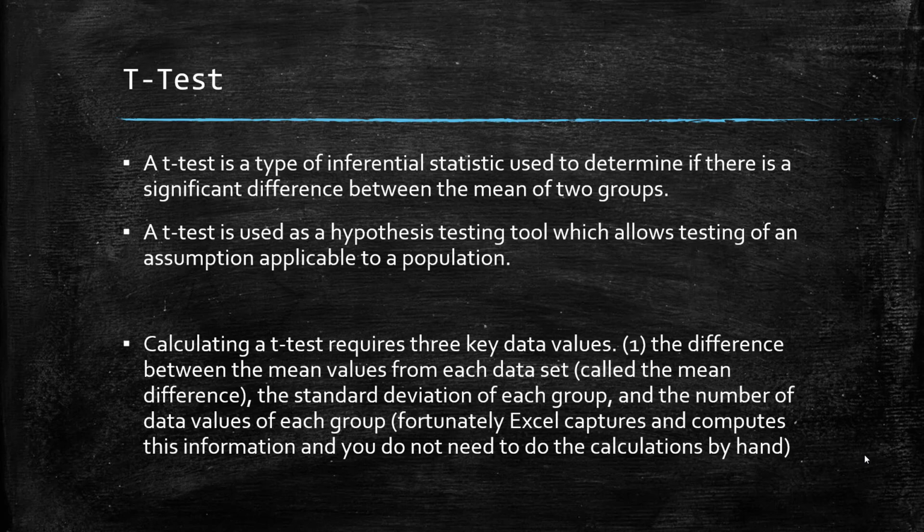Now, fortunately, you don't have to do the formula yourself. Excel captures and computes all that information, and you don't have to do these calculations by hand. But these are the 3 key components that you need to calculate the formula for the t-test. And again, the issue with this is the mean and standard deviation, because that tells you that you can only calculate a t-test if you have variables that are at that interval ratio level.